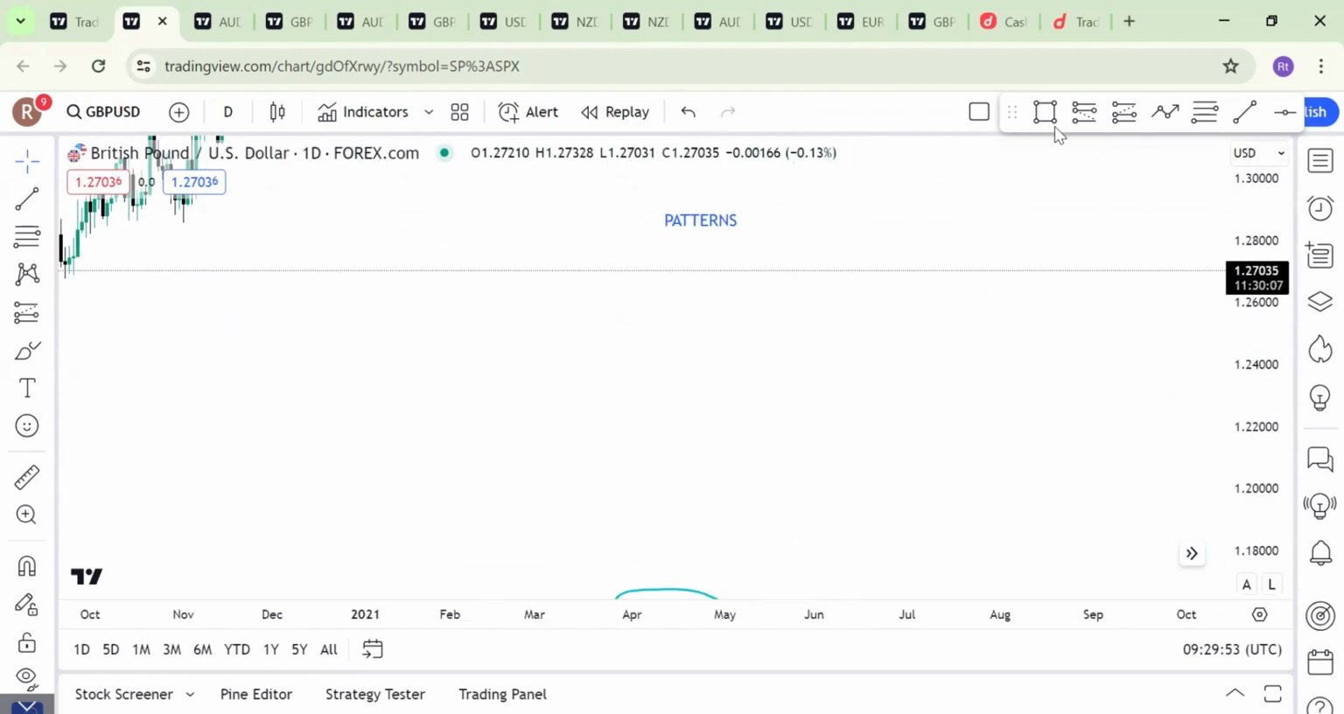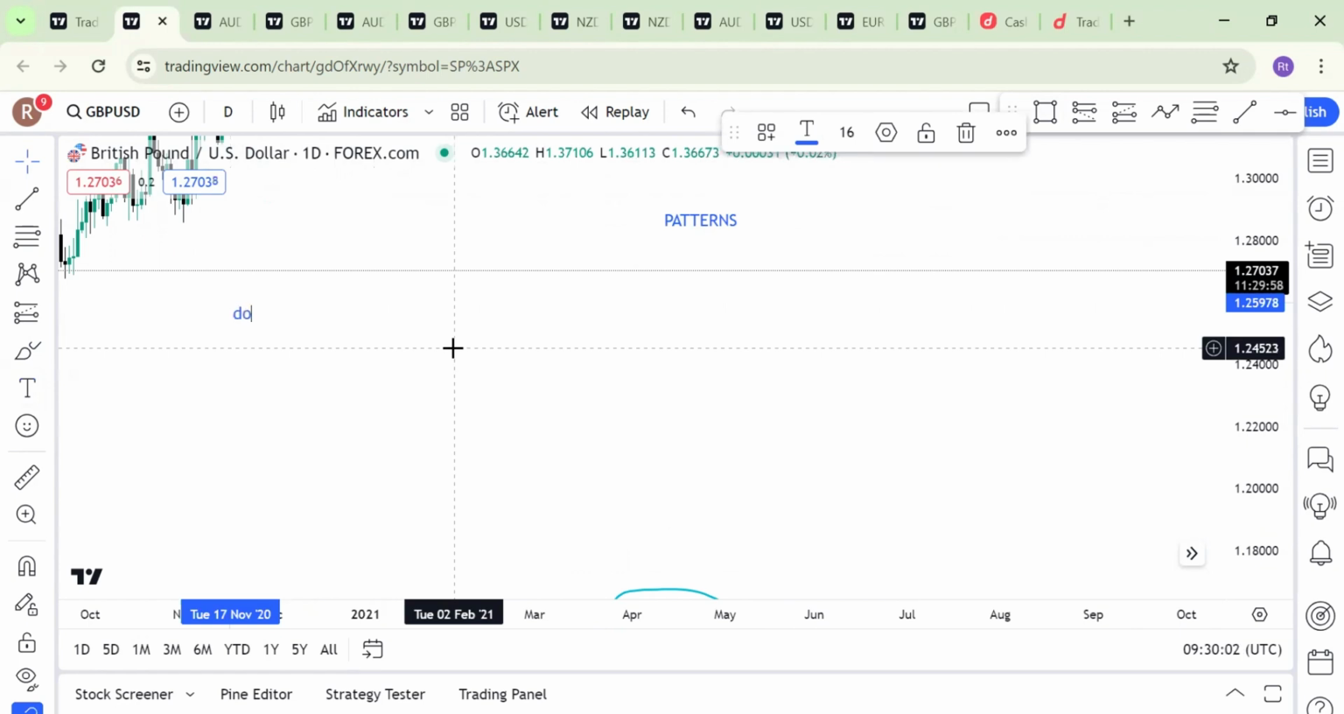Firstly, the number one pattern I will be talking about is the double top and double bottom. One thing you need to know is that a double top signifies a bearish move. I think we already know what we call a bearish move. While a double bottom signifies a bullish move.